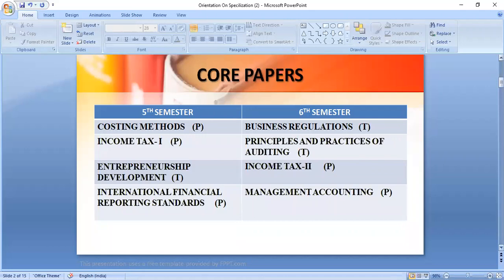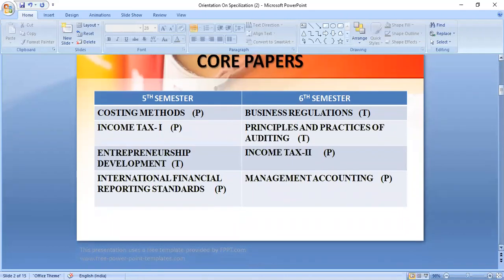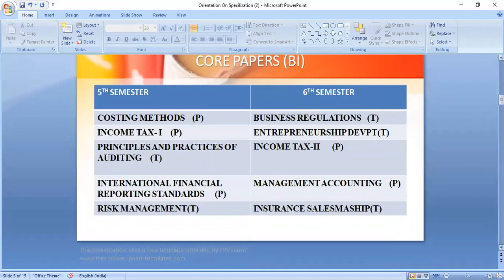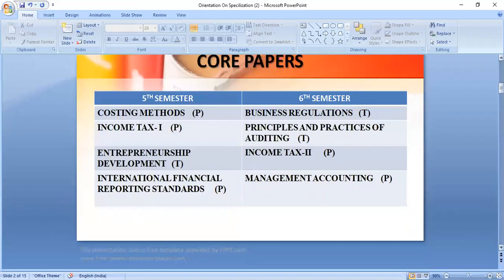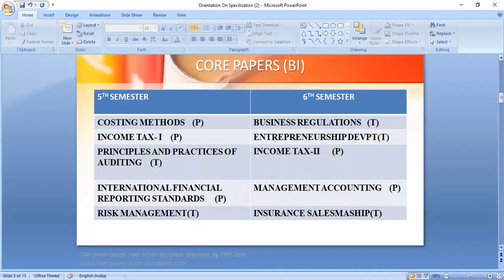I now move on to, just a reminder, these core subjects which I've discussed are for the general students, general BCom students. I now hand over to Sushma ma'am to elaborate on the core papers for banking and insurance students.